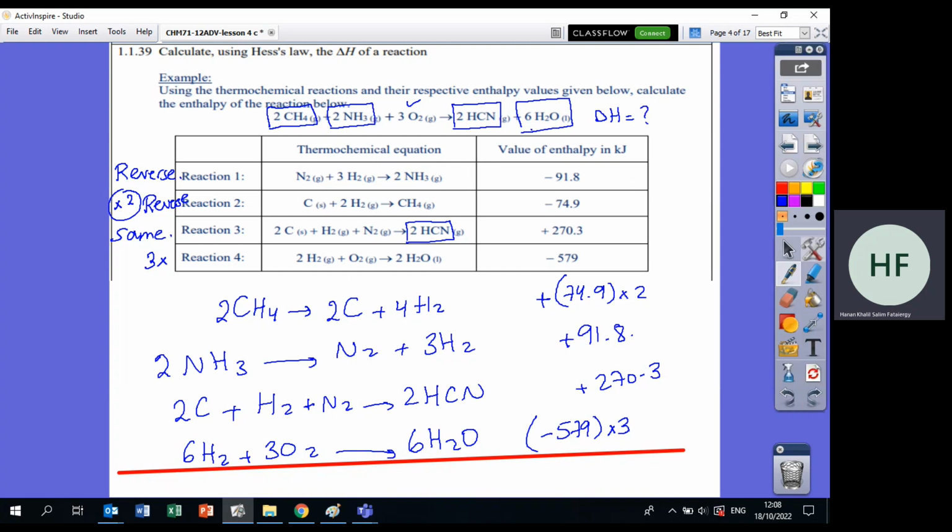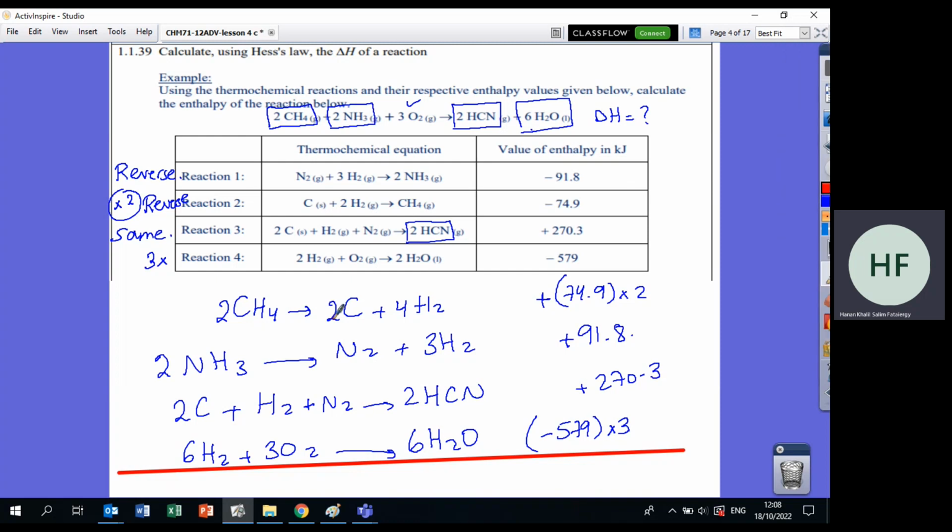Okay, now before I add, let's see if anything could be cancelled. The same thing in the reactant and in the product is repeated. Okay, we have here 2C and 2C. We have here N2 and N2. Notice I cancel product with reactant. Product with reactant. Okay, I have 3H2 and 4H2.